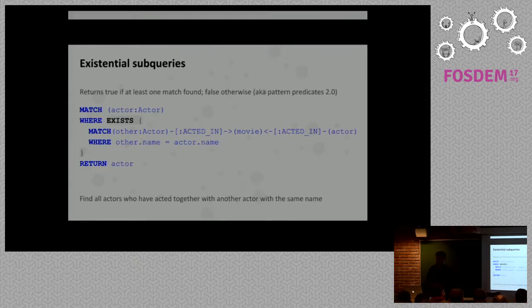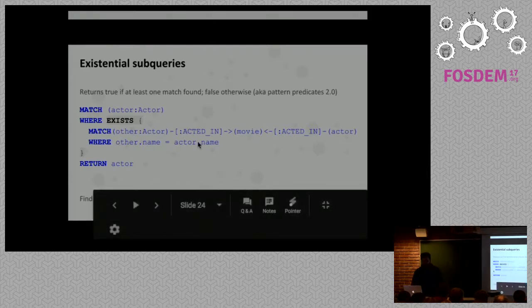So to give an example here, find me all the actors that played in a movie with someone that had the same name as them, right? So all the actors where there exists an actor that acted in a movie, right, with some other guy, such that the other guy and himself had the same name, right?